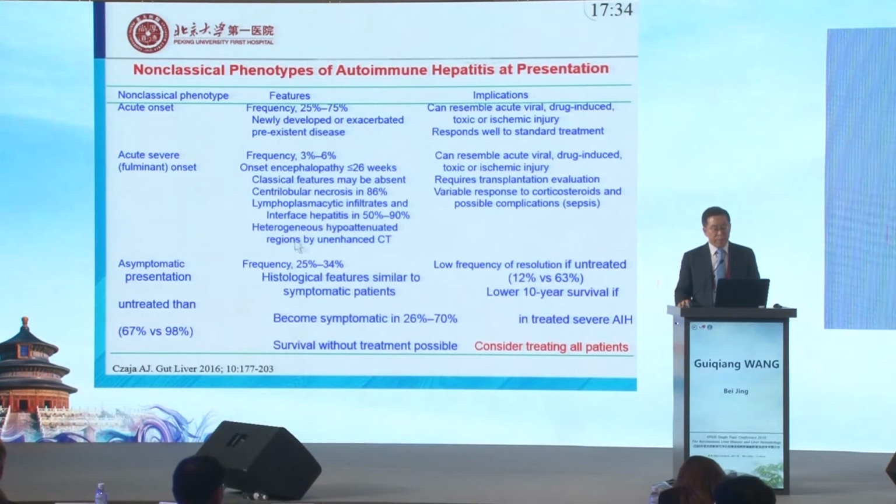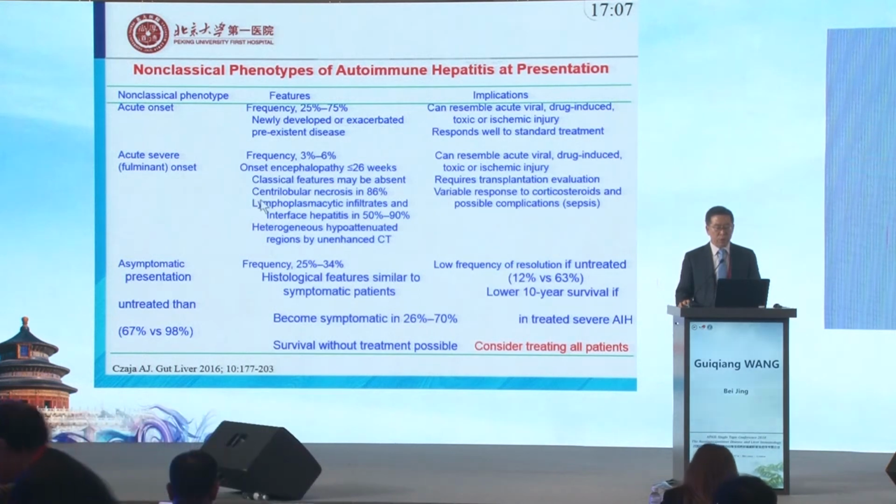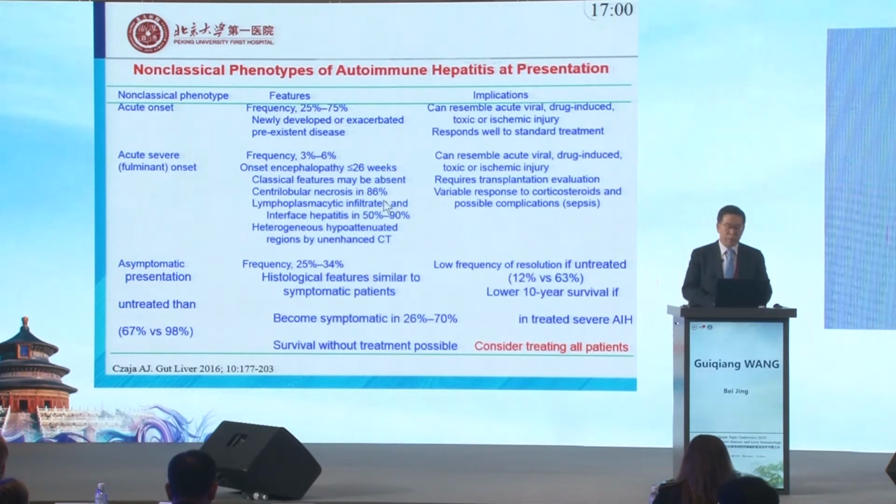So we have to figure out these patients from other causes, because steroid treatment for these patients is very important. From the literature, the onset of acute severe autoimmune hepatitis shows encephalopathy, and you can see central lobular necrosis in 86%. This is in our clinical practice.